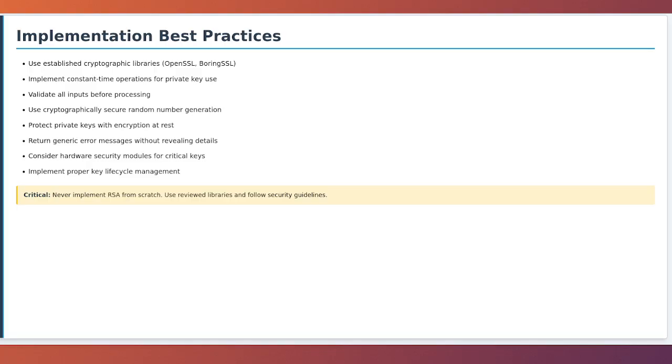Fifth, protect private keys carefully. Store them encrypted when at rest, using strong encryption and key derivation functions. Use hardware security modules or trusted execution environments for high security applications. Implement proper key lifecycle management including generation, storage, rotation, and destruction. Zeroize memory containing private key material after use. Consider using key storage mechanisms that prevent extraction, such as TPMs or secure enclaves.